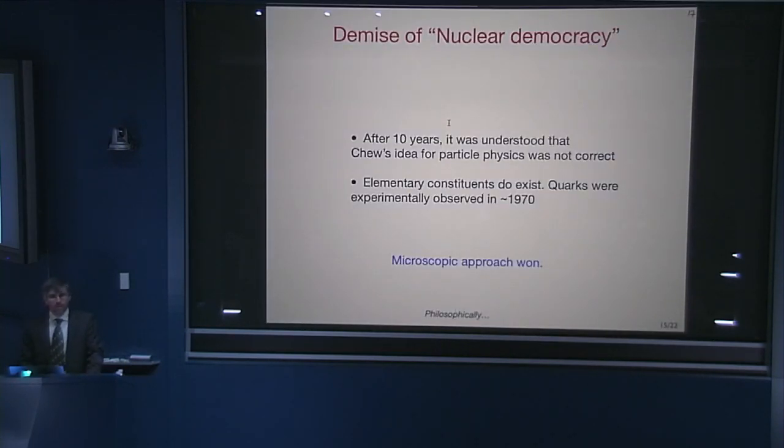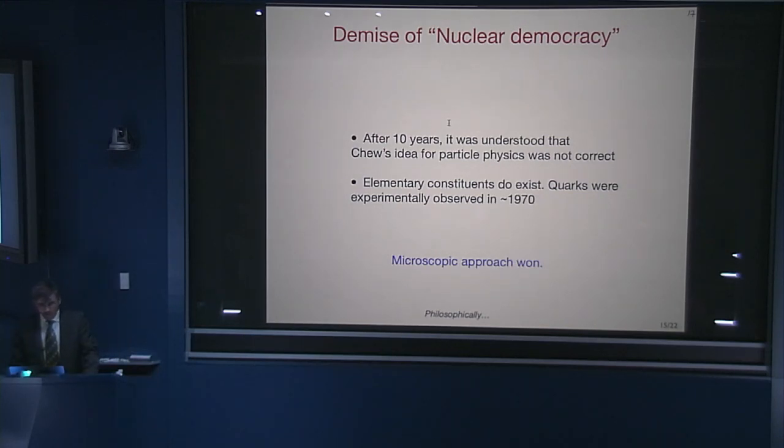this nuclear democracy was forgotten, because after 10 years, it was understood that elementary constituents actually exist. The quarks were proposed, then they were experimentally observed around 1970. And so the microscopic, reductionist approach won. The world was more boring than Chew imagined it. And of course, the experiment spoke. That's the ultimate truth. But philosophically, I think it's an important lesson, because it showed that the world didn't have to be necessarily the way it is.